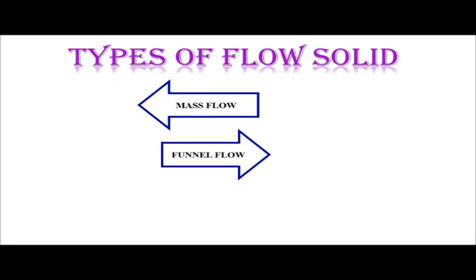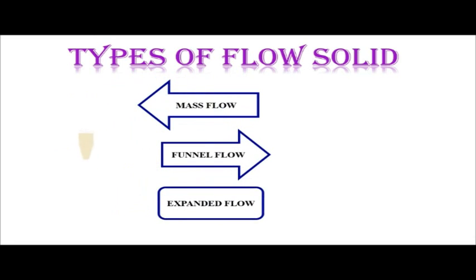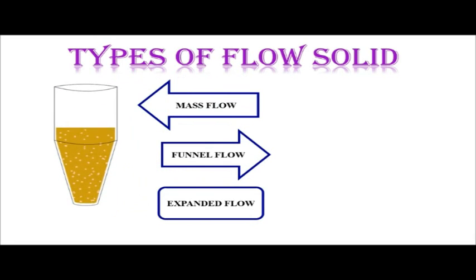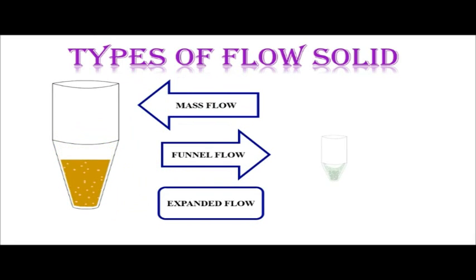There are three types of flow of solid in a hopper, which are mass flow, funnel flow, and expanded flow. The differences between mass and funnel flow are shown below.